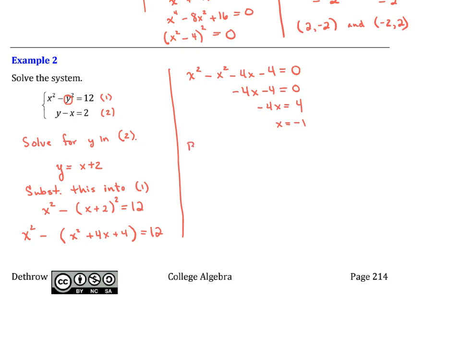But we know that we can back substitute. And we know y equals x plus 2. So y would equal negative 1 plus 2. So y would equal 1. So our solution is negative 1, comma 1. Notice our answer is in alphabetical order, x, comma y.